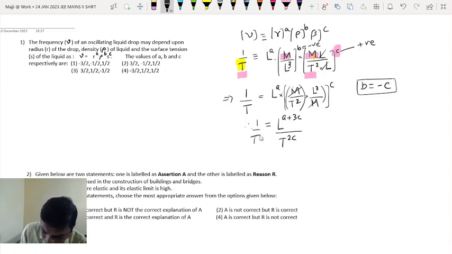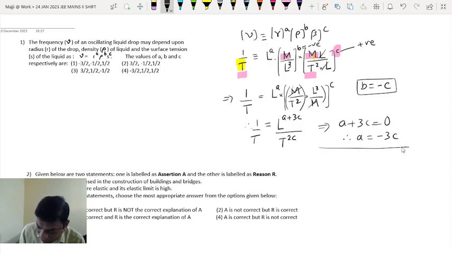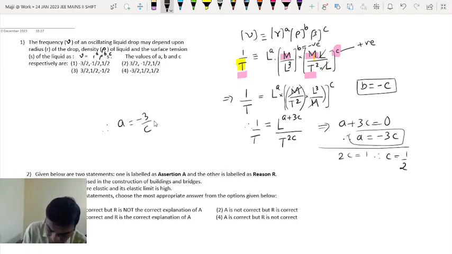So equating the powers of L and T on both sides. First you equate the powers of L. You have A plus 3C is equal to 0. Therefore A is equal to minus 3C. And equating the powers of T on both sides, you have 2C is equal to 1. Therefore C is equal to half. So finally we got A as minus 3 times C. B is minus C, of course. So B will be minus half, because B is the negative of C, and C, as we got, is half. So what is the correct answer? The correct answer must be the first option.